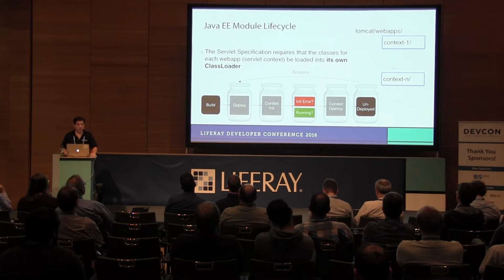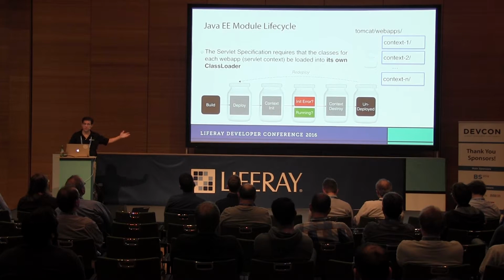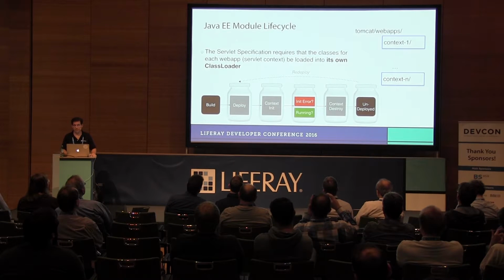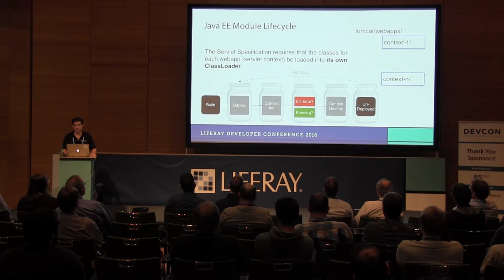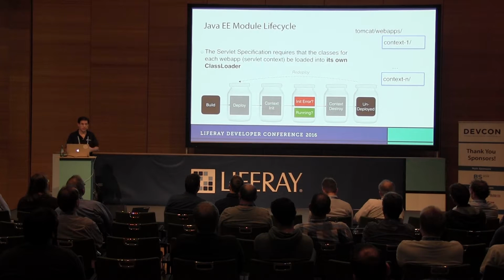Let's talk real quick about the Java EE module lifecycle. You saw a little animation there. You saw a WAR fly across the screen there. Let me play that back again, if I can. There we go. And what it does is it deploys a context. So a WAR gets deployed to a servlet container like Tomcat, and ultimately becomes deployed as a context.